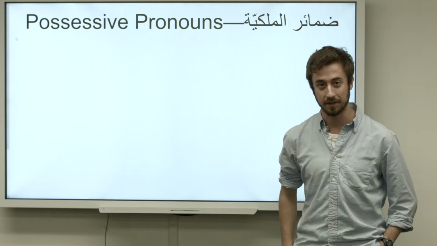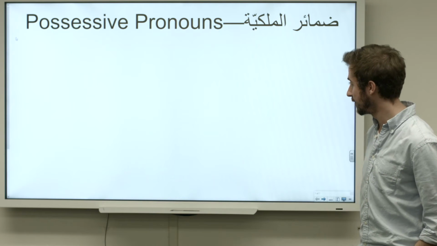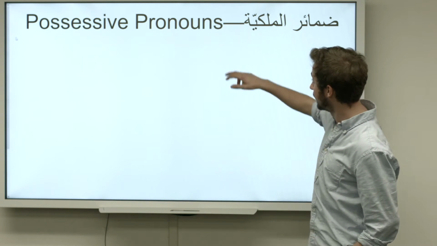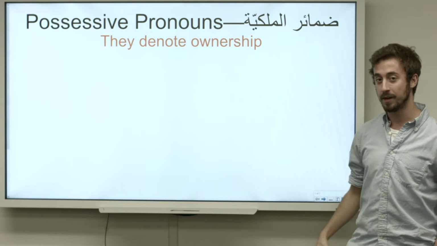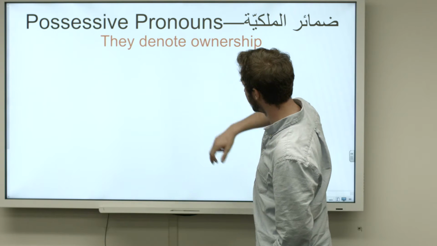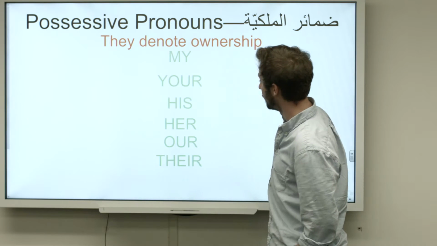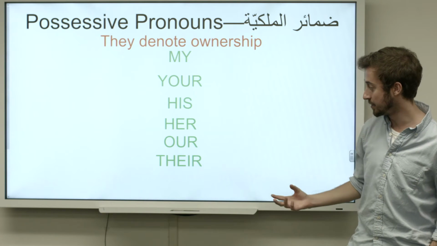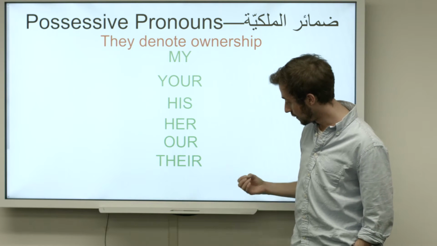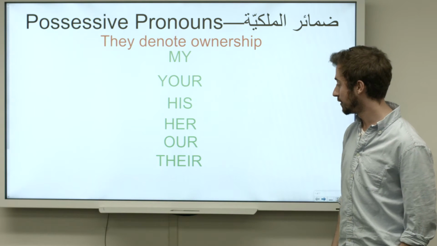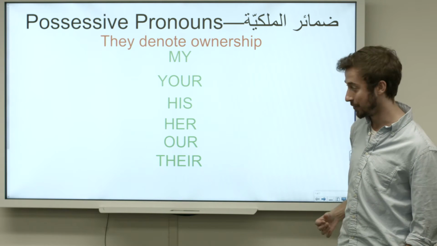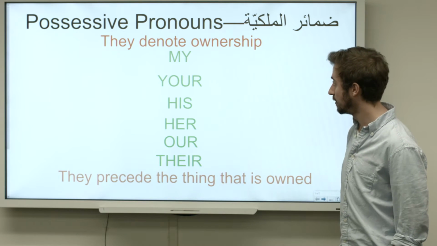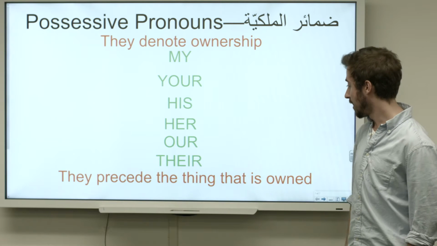So what exactly are possessive pronouns? You're probably familiar with it in English. They simply denote ownership of something, right? And the possessive pronouns that we have in English are pretty straightforward: my, your, his, her, our, and their. And in English, of course, they always come before the thing that is being owned. They precede the noun that is being owned.